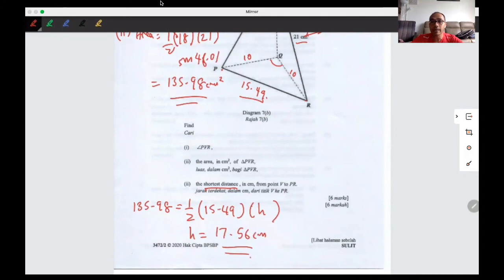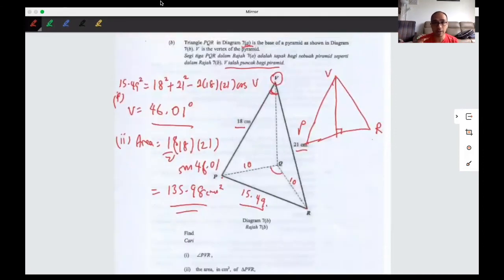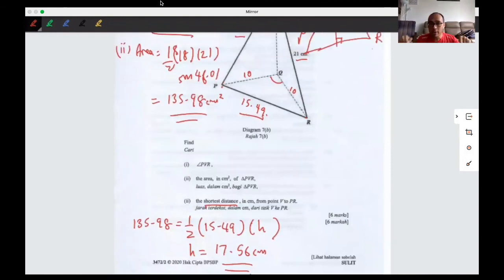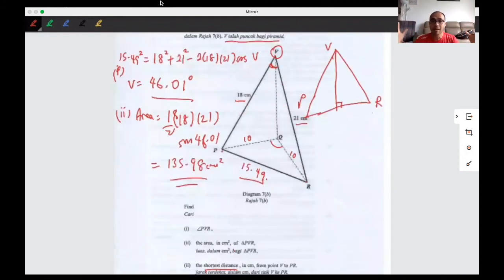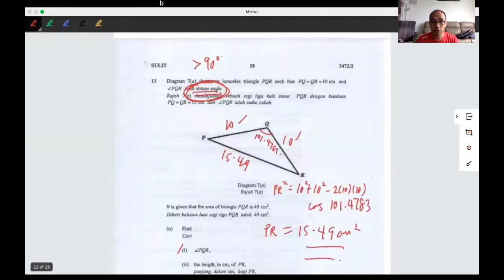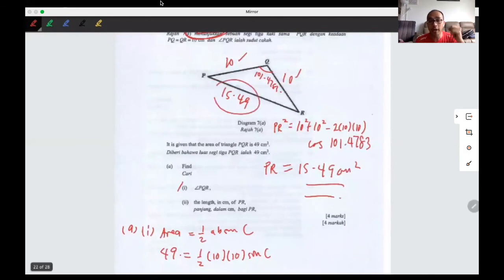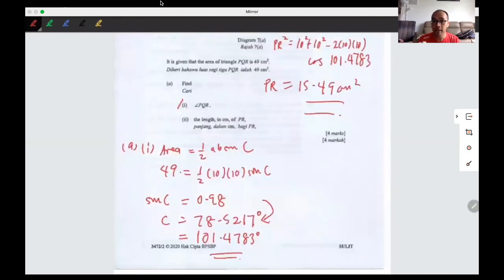So again, there is nothing except for the fact that this is in 3-dimensional. Okay, diagram ini 3-dimensional, tapi soalan yang dia mintakan sebenarnya melibatkan satu segitiga saja. But the problem is this. If in the beginning, you already got this 15.49 wrong, and the 15.49 depends on the cos 101.4783. So this is where the danger is.